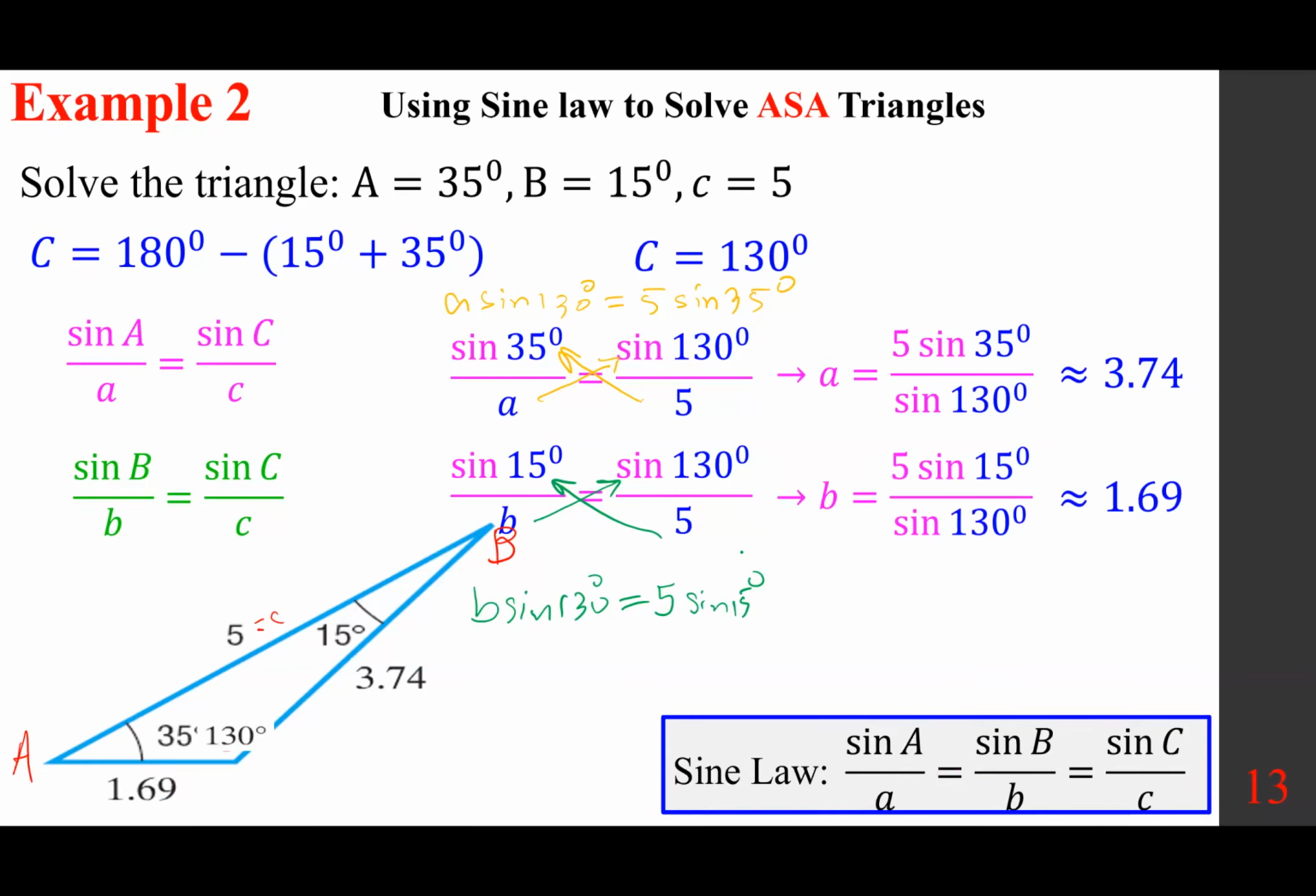And that's the value of P. So we looked at the case of two angles and one side. One was SAA, side angle angle. One is ASA. In this case, the side is in between.